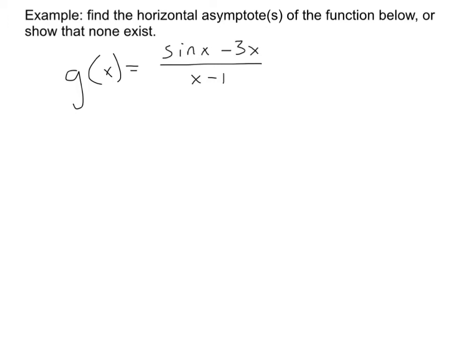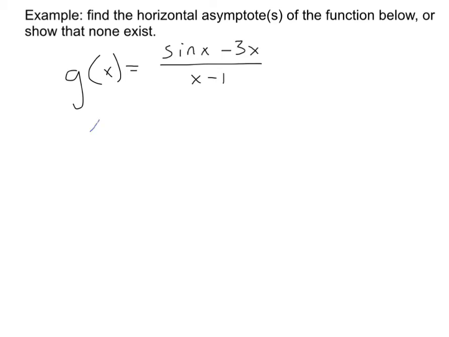With all that said, it's worth doing one example here. Go ahead and take a minute, find whether or not this function has any horizontal asymptotes. If it does, write them down. If not, explain or show why it doesn't have any. So pause the video, try that on your own. Remember that in order to find horizontal asymptotes, we're looking at taking the limit as x approaches infinity, or the limit as x approaches negative infinity.